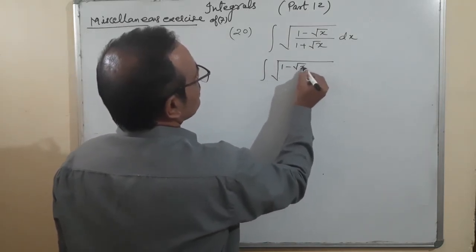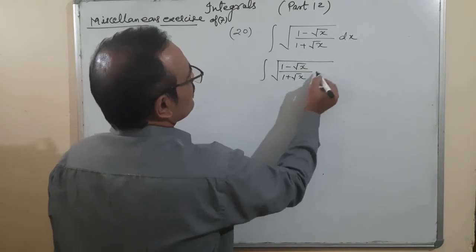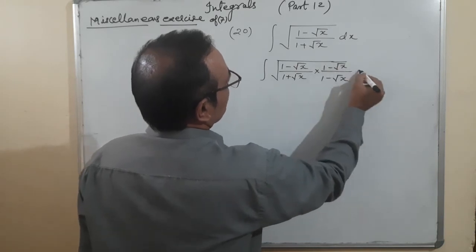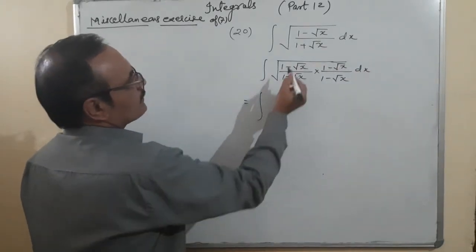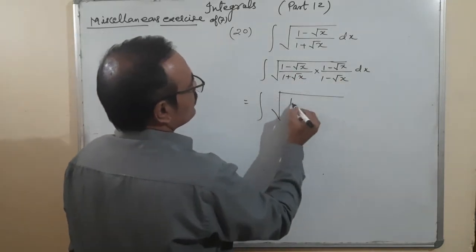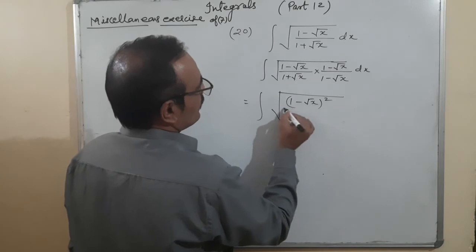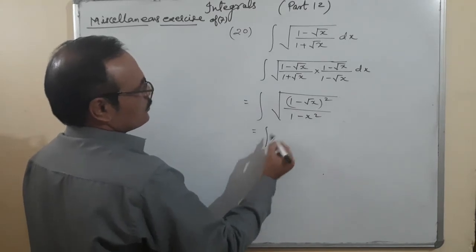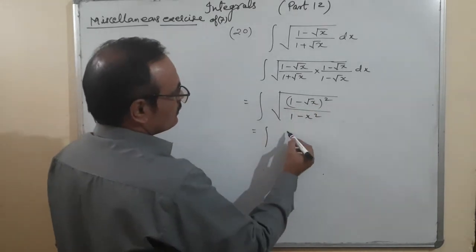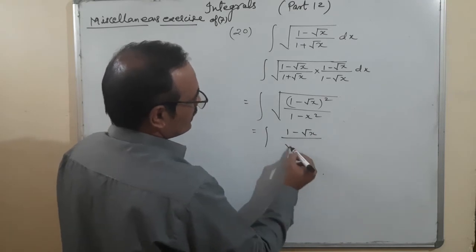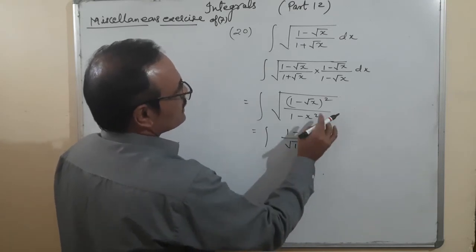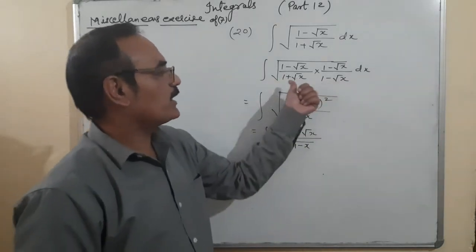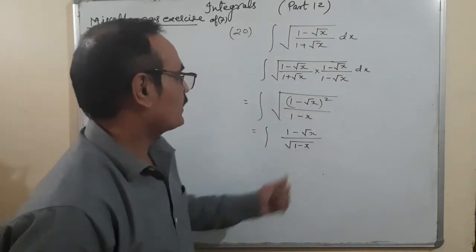1 minus root x upon 1 plus root x, multiplied by 1 minus root x upon 1 minus root x, dx. The numerator is 1 minus root x whole square, and the denominator is a plus b, a minus b, which is 1 minus x. Because a plus b into a minus b with 1 and root x gives 1 minus x, not 1 minus x square. Dx.